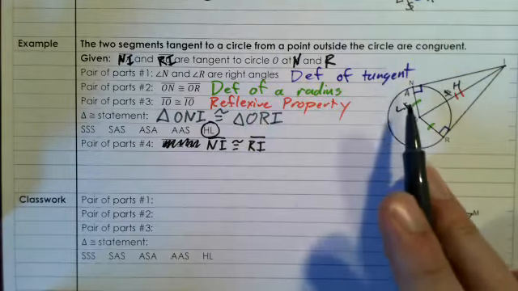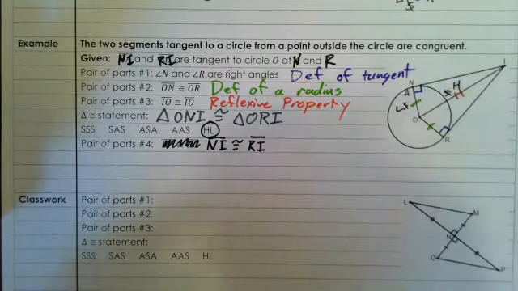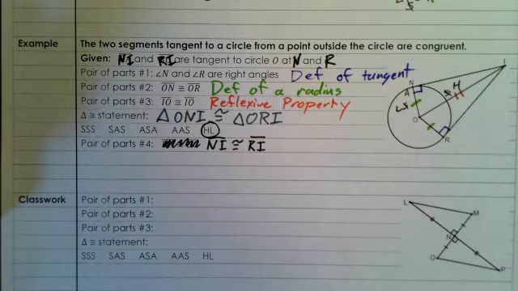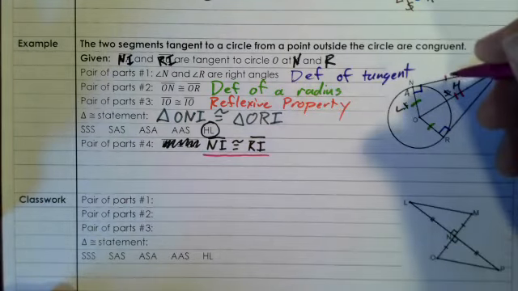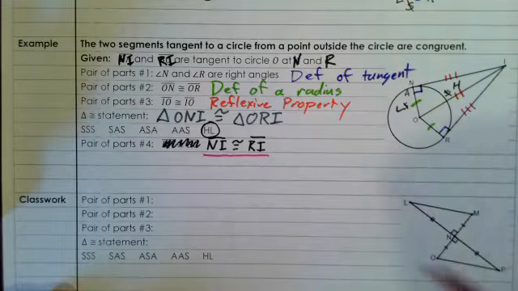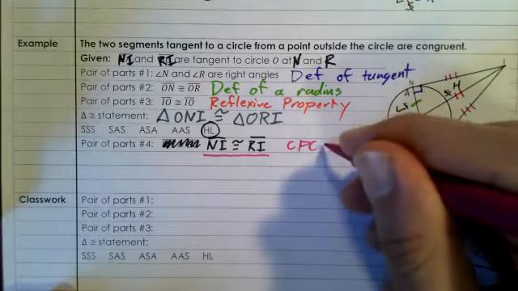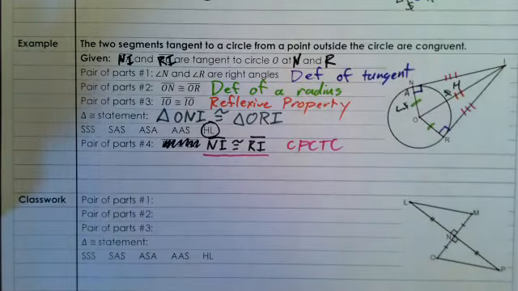And then to prove this statement as congruent, we can now say that NI and RI are congruent to each other thanks to CPCTC. Corresponding parts of congruent triangles are congruent.